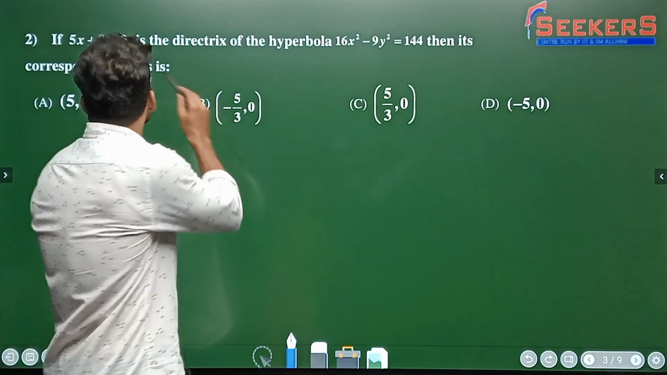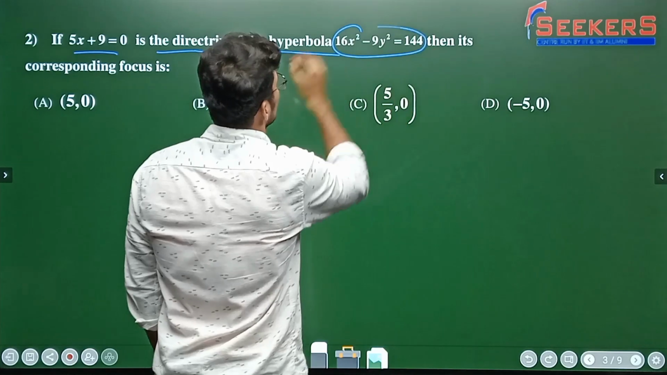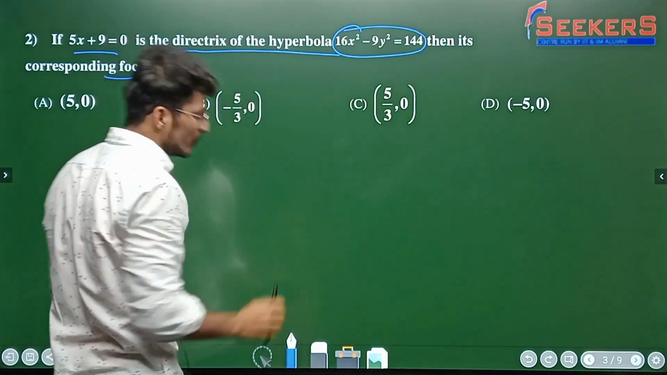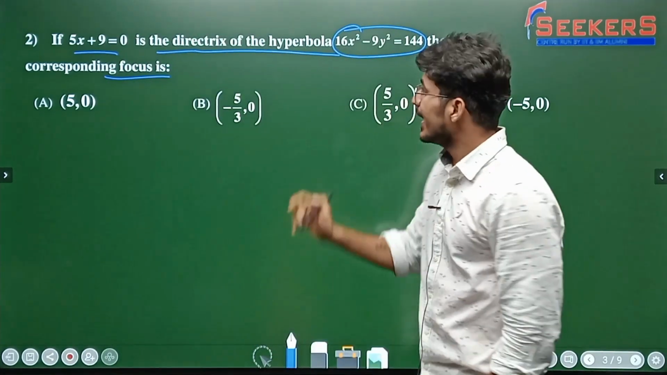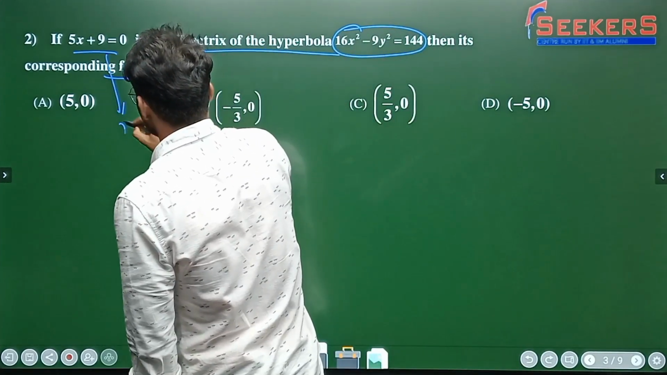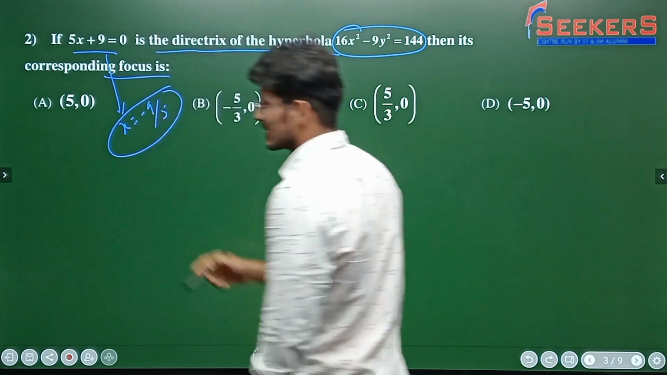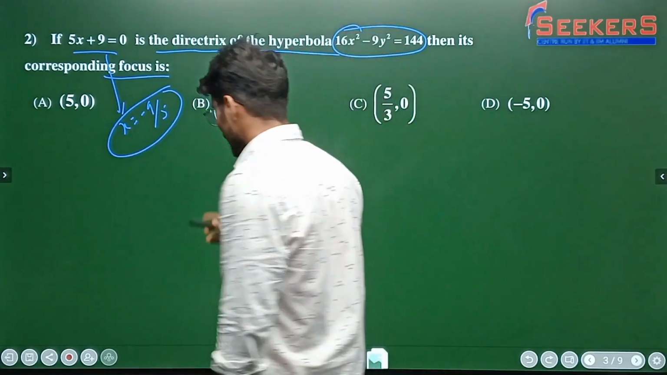If 5x plus 9 is the directrix of the hyperbola, this one, then the corresponding focus is dash. See, 5x plus 9 is the directrix. So what is the directrix equation here? x is equal to minus 9 by 5. Alright, x is equal to minus 9 by 5. So first of all, let us try to understand, let us draw the diagram.